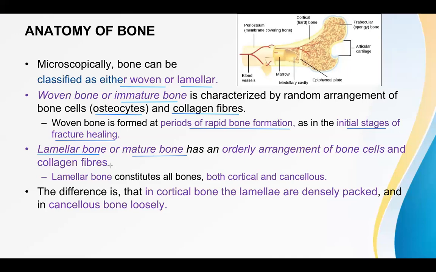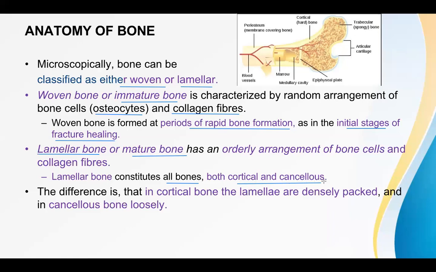This is the point. Okay. So lamellar bone is present in all bones, both in cortical and cancellous bone. Now, cortical bone is a compact bone. It's a hard type of bone, compact bone, which is mainly present on the shaft of the bone. And cancellous bone is also known as spongy bone, which is mainly present towards the end of the bone. Remember this very, very important point.